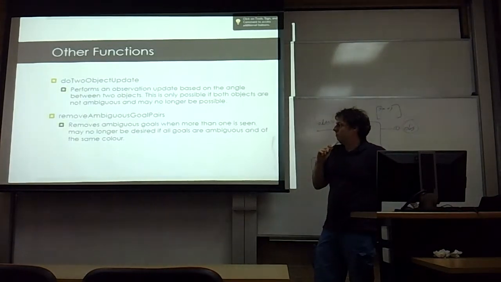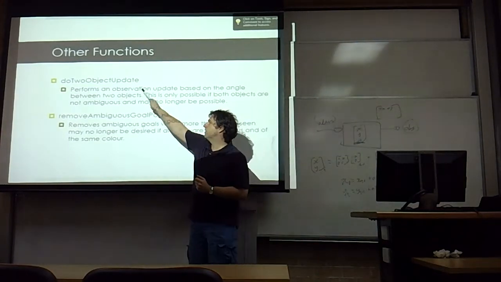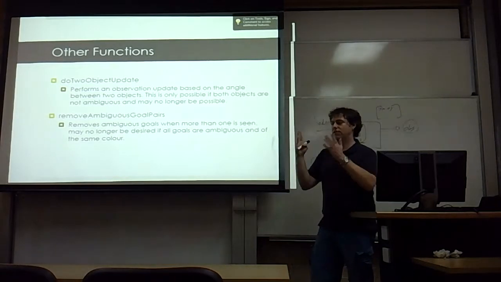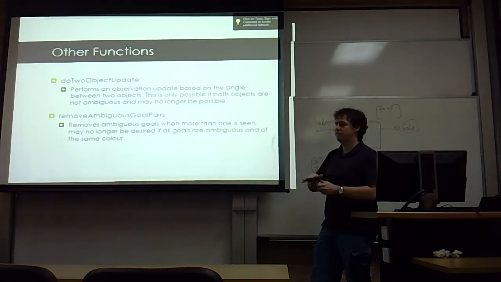Some other functions that might not be useful anymore. There was a function that does a 2-object update, and so when you see 2 objects, you can use the angle between those 2 objects, because generally the angle of the object is a lot more accurate than the distance. So you can use that measurement with a fairly low variance in order to get basically a good update that can make a good correction and get you into the right spot.